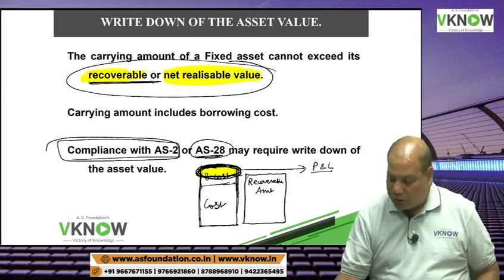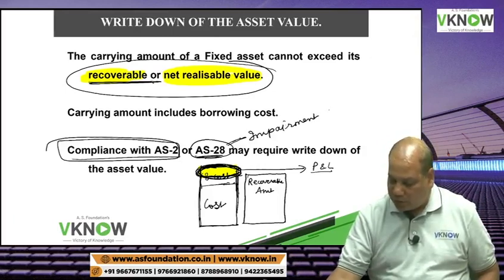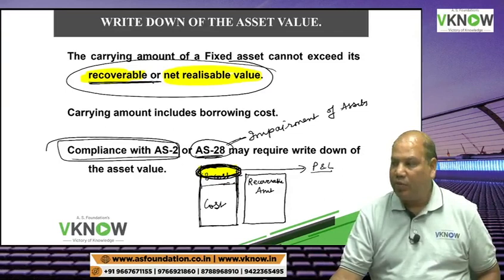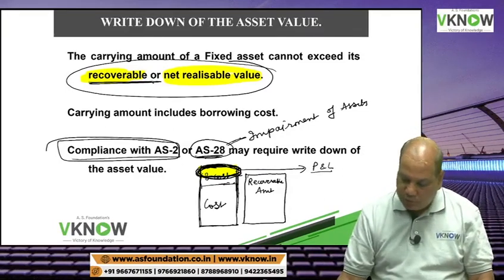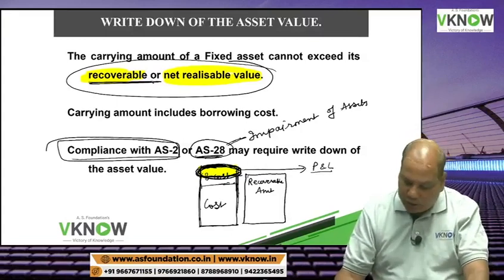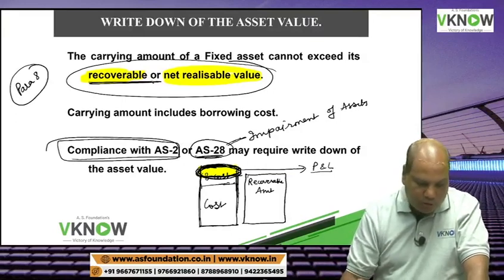And when you study AS-28, which is not in the syllabus, it is about impairment of asset. Even this standard says carrying amount should not be more than recoverable amount. If carrying amount is more than recoverable amount, we need to write it down. So this is the concept. This is printed in paragraph number 8 in your book.